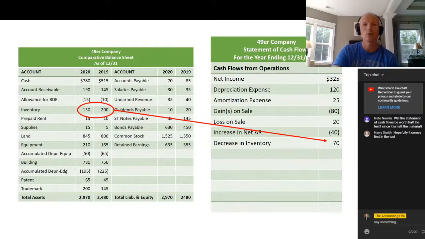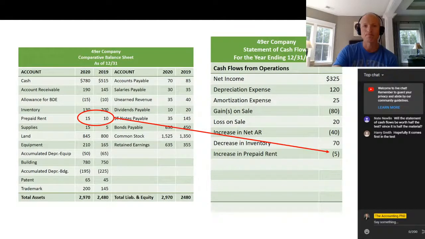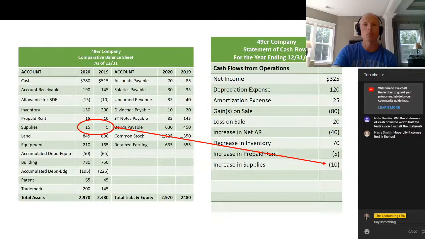And so with the prepaid rent, again, there's an increase in my prepaid rent, so that's going to be a use of cash. Supplies increase, that's also going to be a use of cash. Now the next account down is land. As soon as we get to land, now we're into non-current assets, and those are investing activities. And so we get to stop on the asset side once we get to supplies.